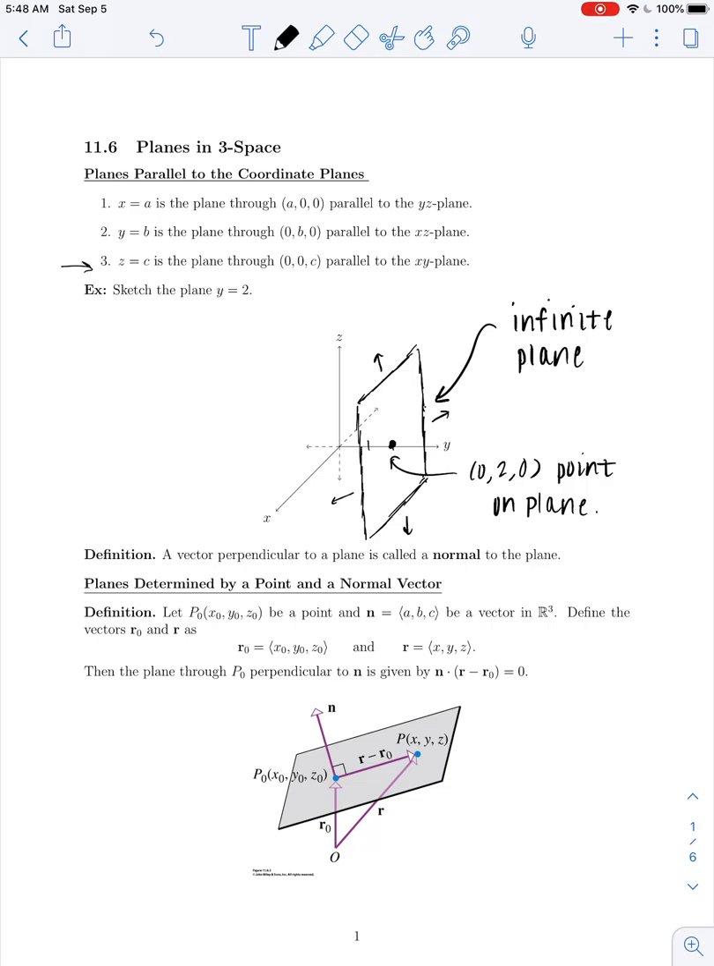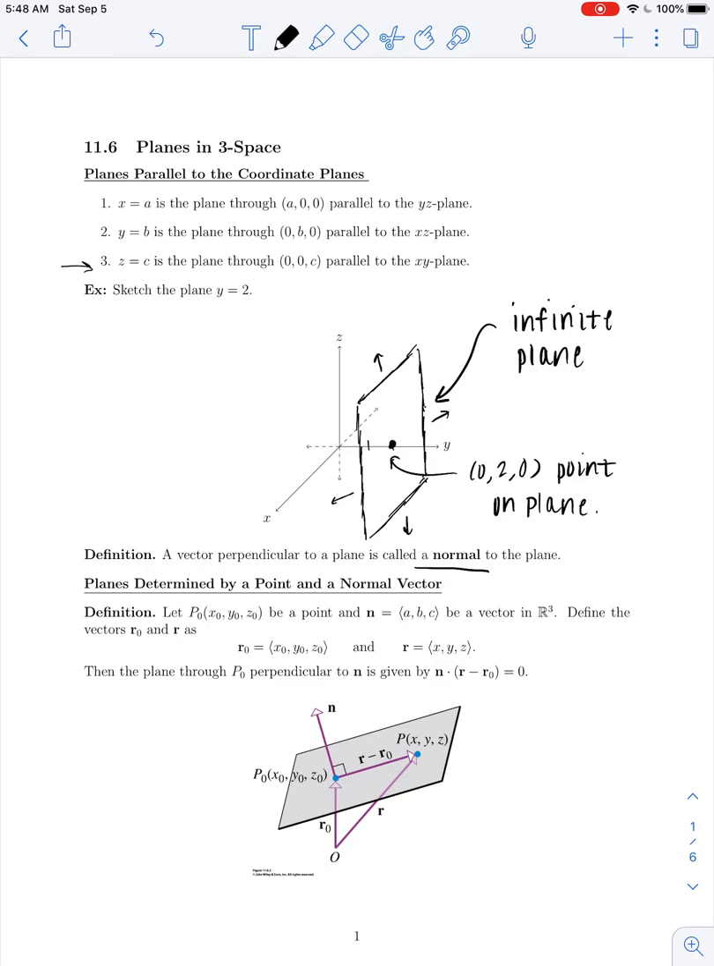All right, what we would like to do is extend this idea to planes that might be skew, or not parallel to the coordinate planes. But before we do that, we need to utilize what's called a normal. A vector perpendicular to a plane is called a normal to the plane. We've seen this term used before, but we've been using normal as an adjective, right? Two vectors are normal if they're perpendicular to each other, or two lines are normal if they're orthogonal. Now we're using this as a noun. A normal is a vector that is perpendicular to the plane.